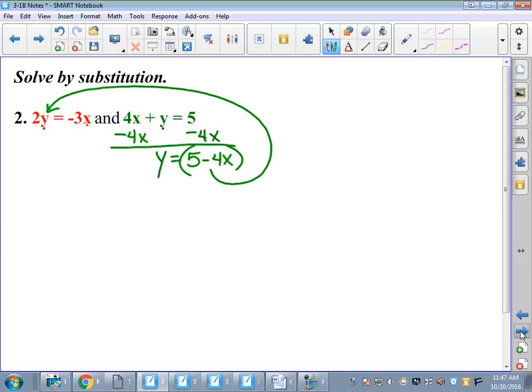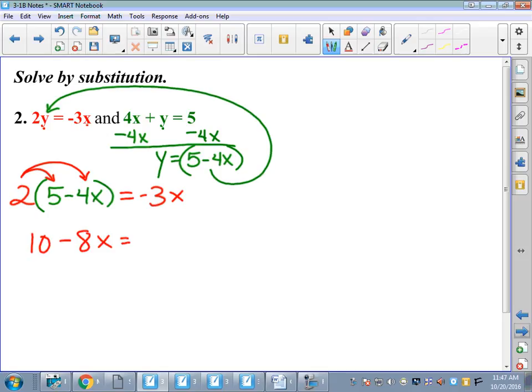So when I solve this, I have the 2 times my substituted value for y, 5 minus 4x, is equal to negative 3x. And now as you look at that equation, the y is gone, and all I have to do is solve for x. I'm going to distribute my 2 through, so I get 10 minus 8x is equal to negative 3x.